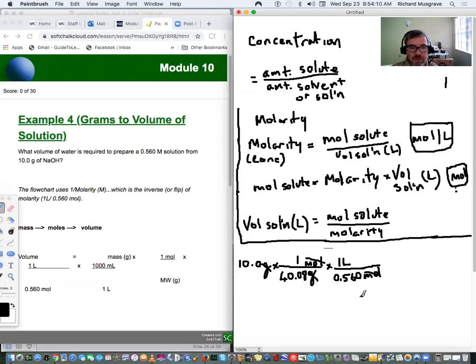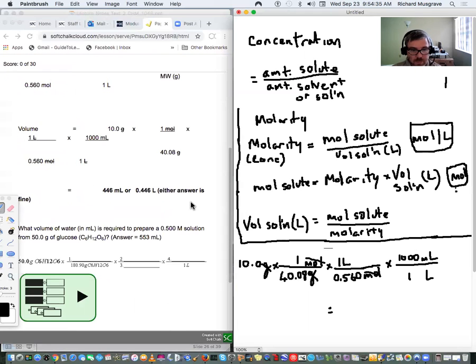Now, I haven't specified in the question what unit I want for the volume, but if I wanted just liters, I could just leave it at that. If I wanted to go to milliliters, which I will do just for kicks, then I'll put liters on the bottom, I'll put milliliters on top, and that'll be 1,000 mils, and then 1 liter. And then that will give us our final answer, which comes out to be 446 mils if we wanted to go that far.